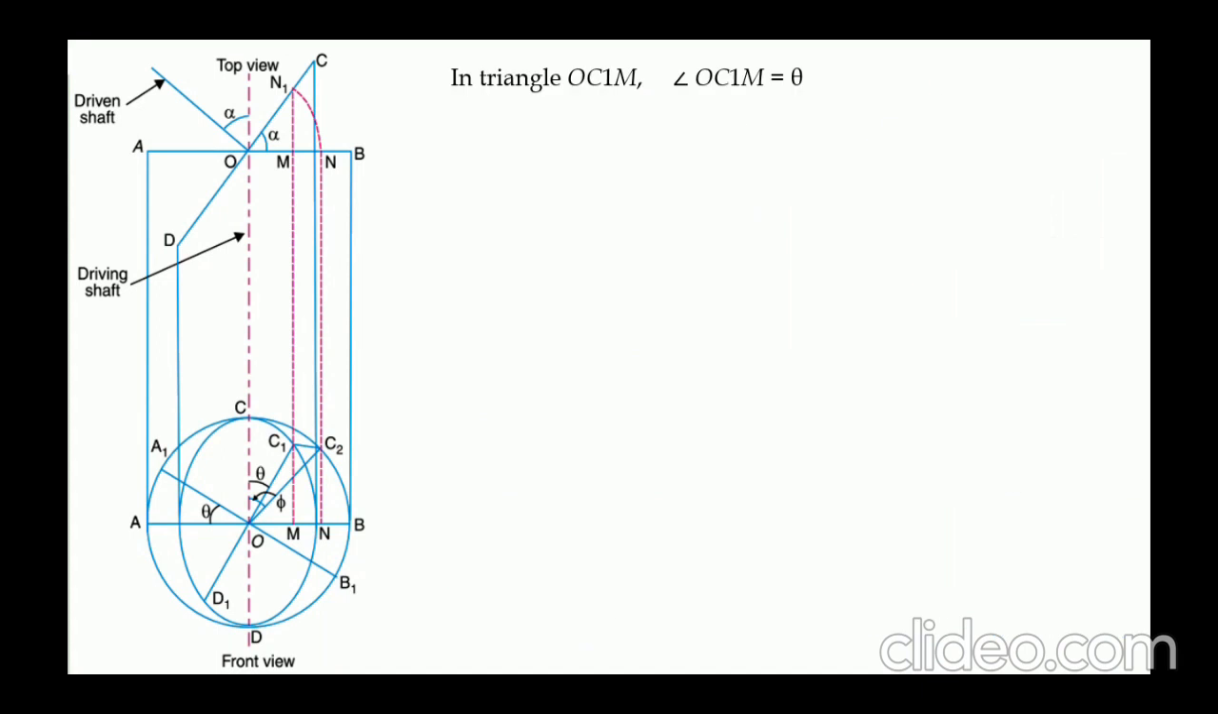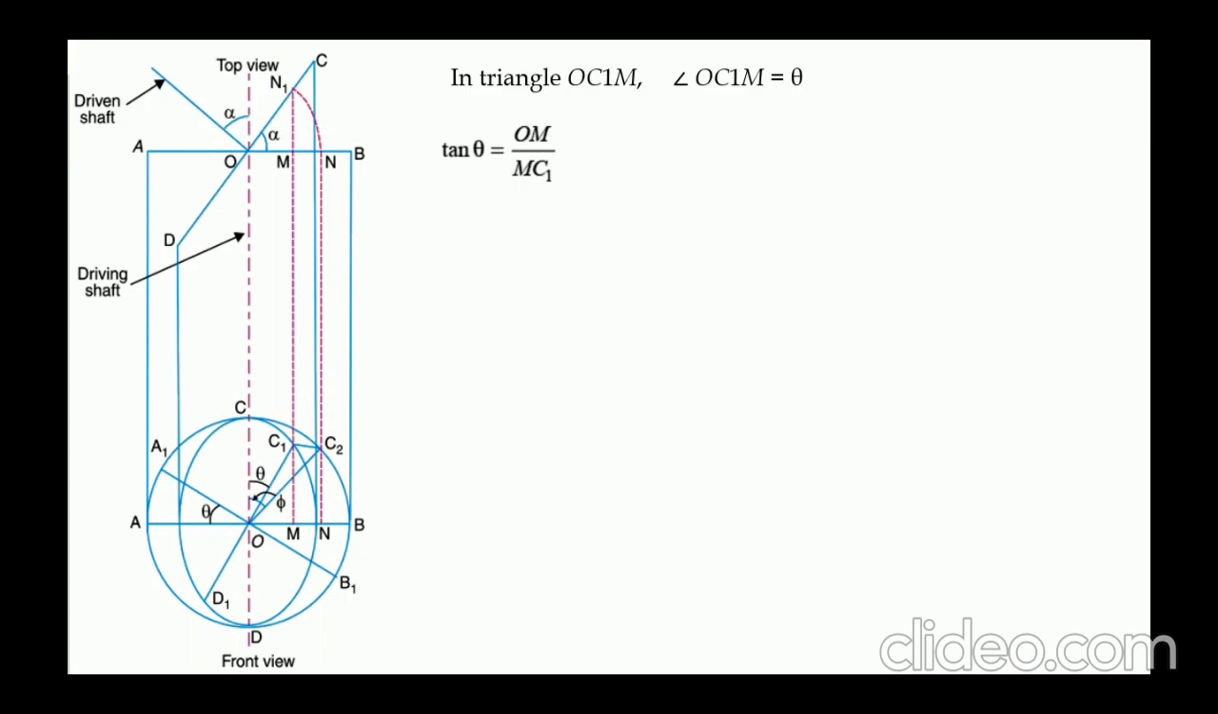Now let us consider the triangle OC1M. In this diagram, in triangle OC1M, the angle OC1M is equal to theta, as these two lines are parallel to each other and these angles are opposite to each other. So the angle will be equal to theta.